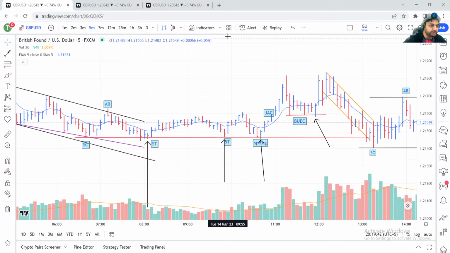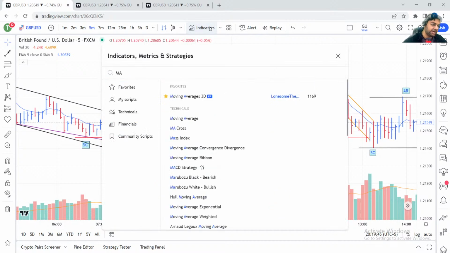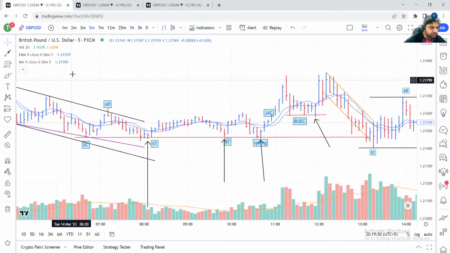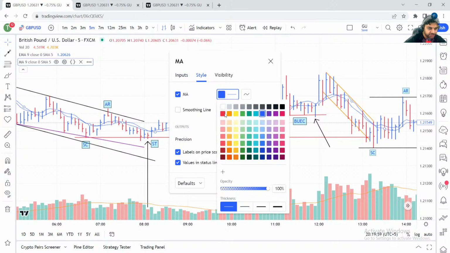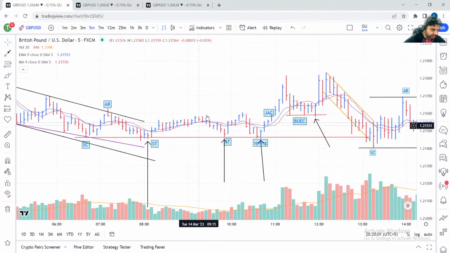Even if you add two moving averages, okay? So let's add one more. So moving average, okay? I will make this one blue and this one red. All right, so now you have two moving averages. Even if you add two moving averages, the signal becomes a little bit late. Why? Because it takes some time for the signal to reach.